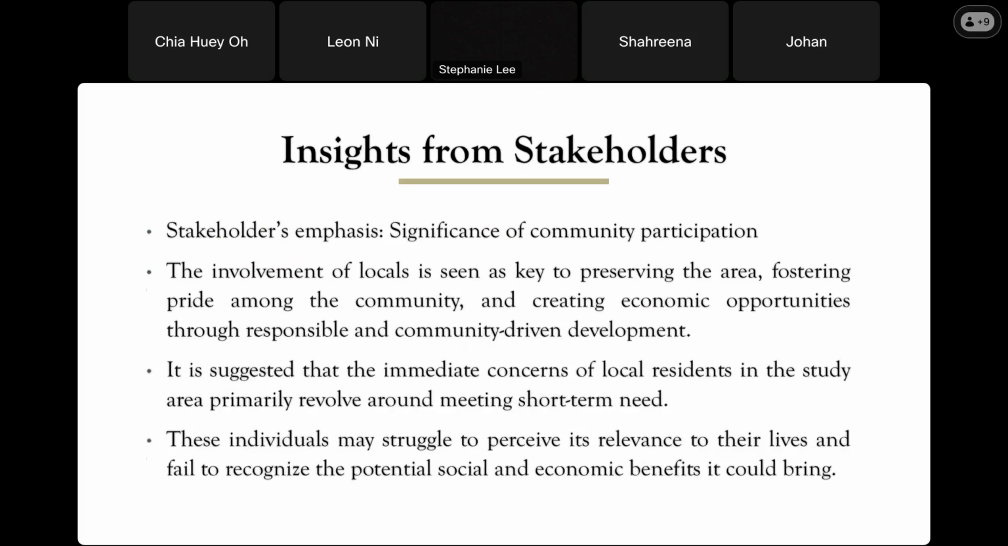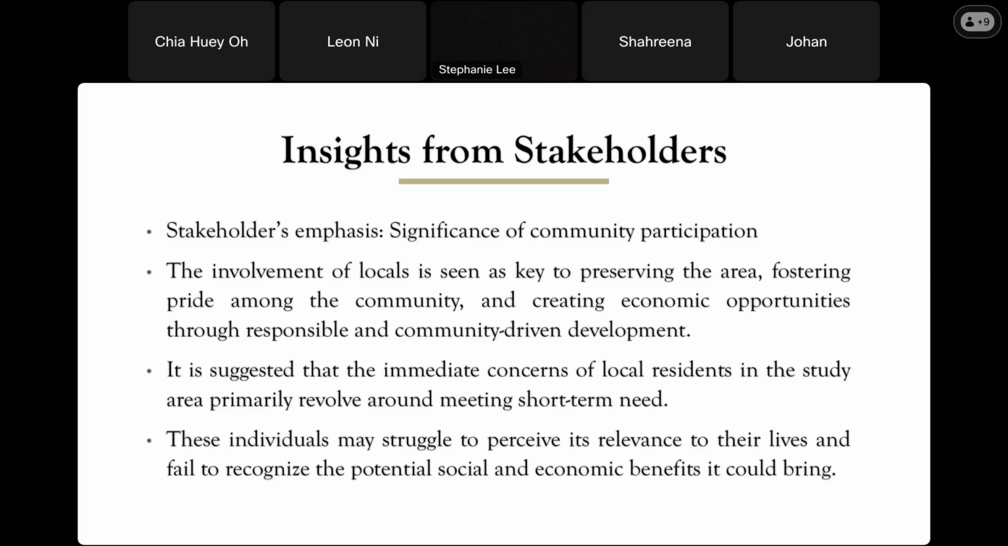So as mentioned earlier, this study engaged with significant stakeholders relevant to the tourism development in Kuala Juru. We conducted interviews to gain valuable insights from the state assemblyman, the district councillor, village representatives, local entrepreneurs who are conducting business in the village, and also the community themselves.